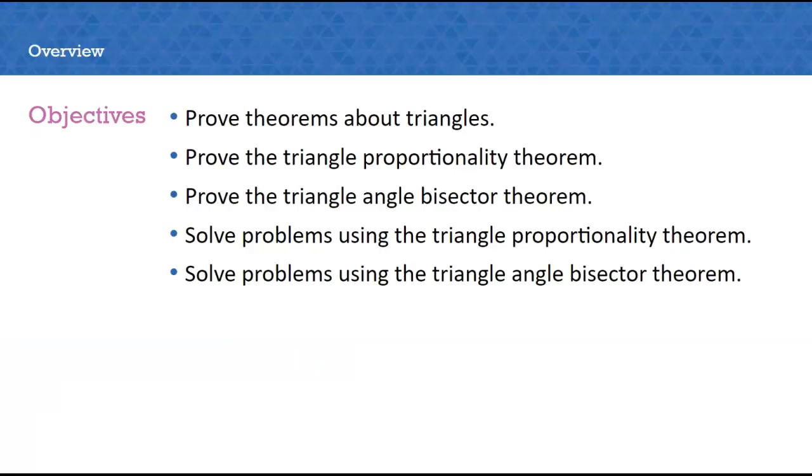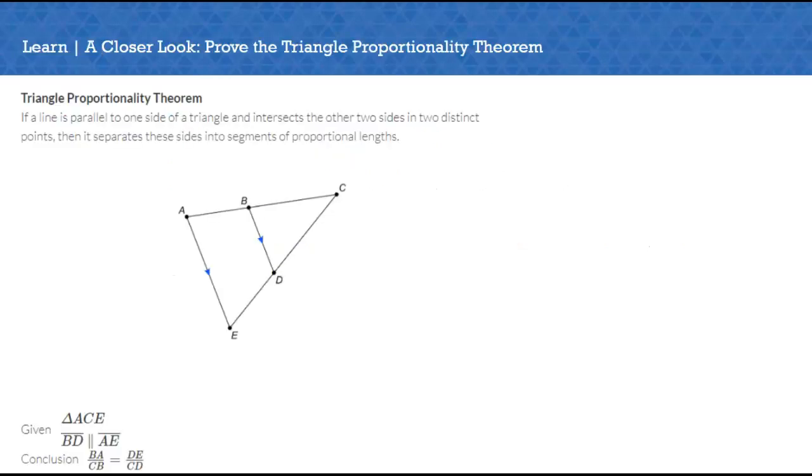1.04 applications of triangle similarity. We're going to go ahead and prove theorems about triangles. We're going to look at the triangle proportionality theorem as well as the triangle angle bisector theorem and solve problems using both of these theorems. So let's look at the triangle proportionality theorem first.